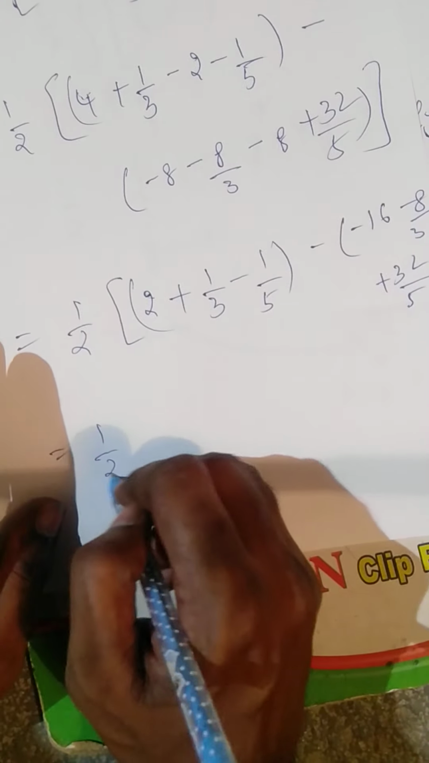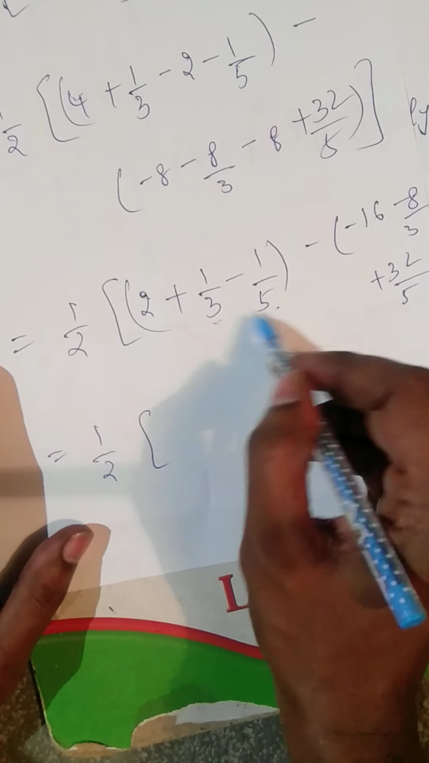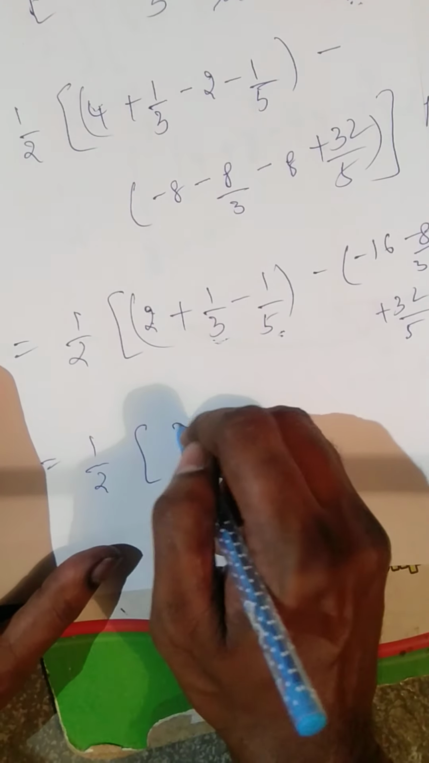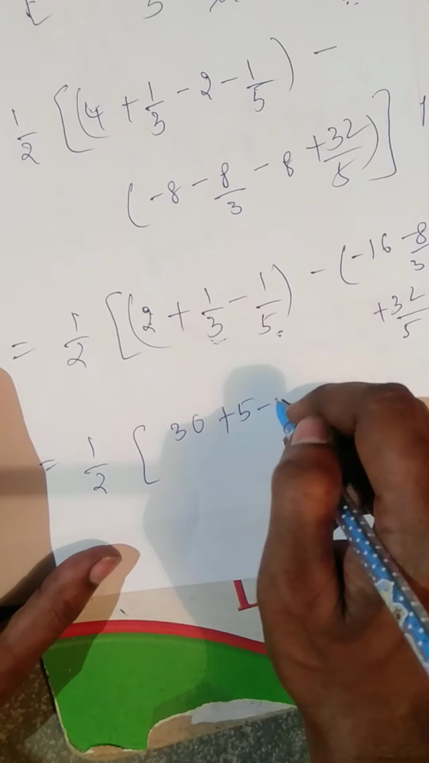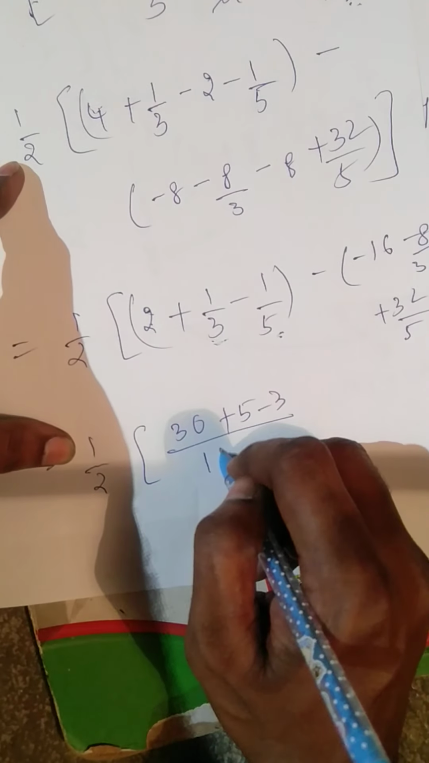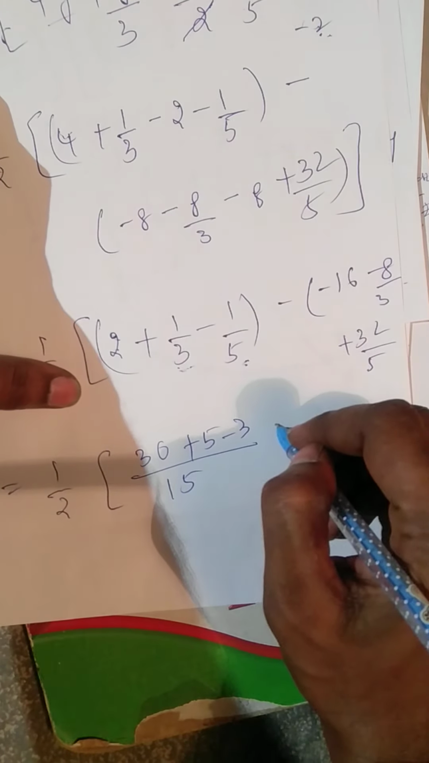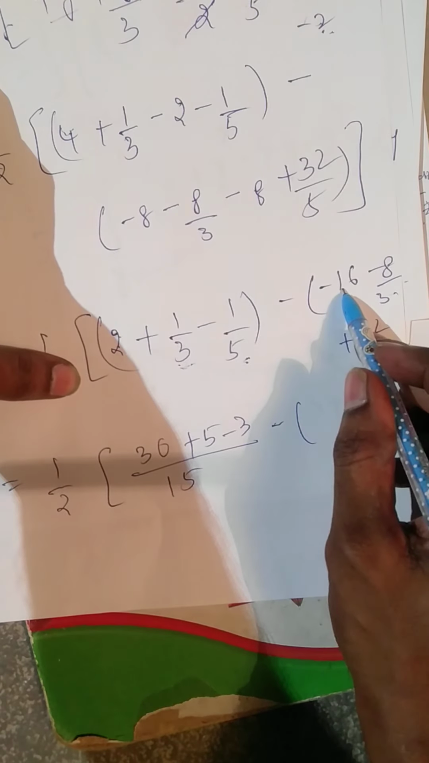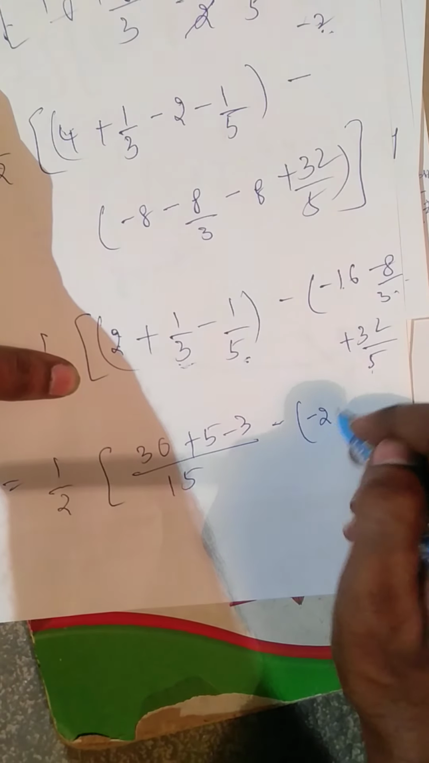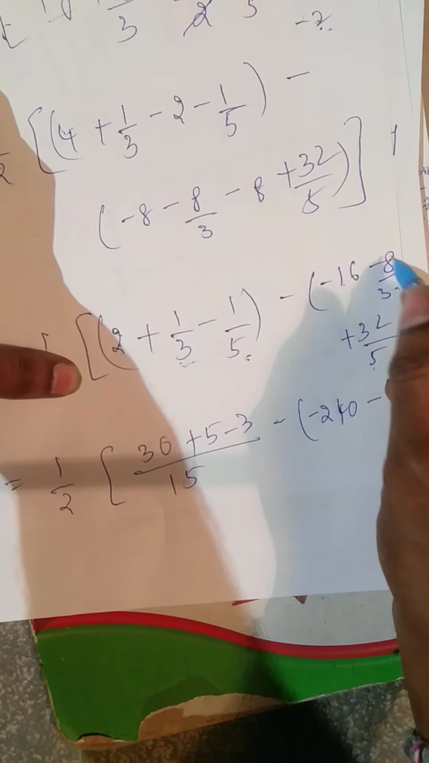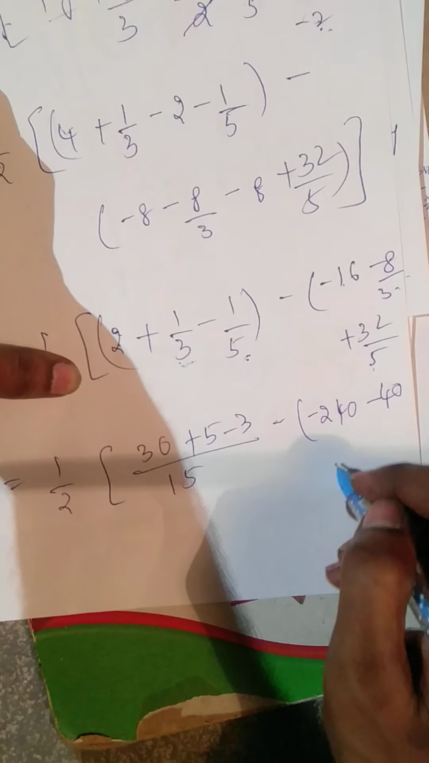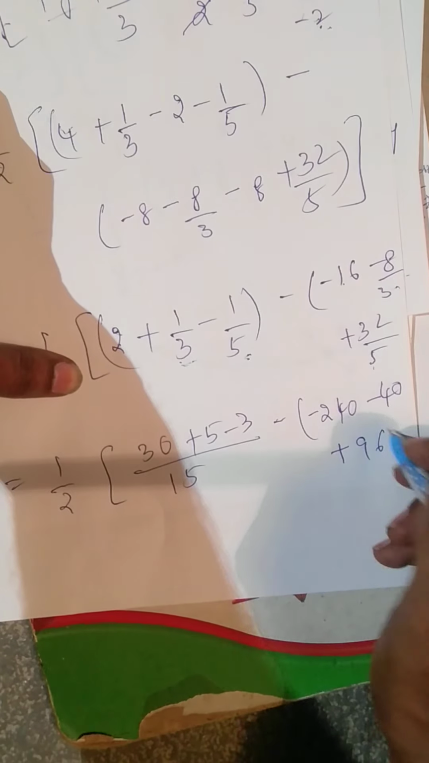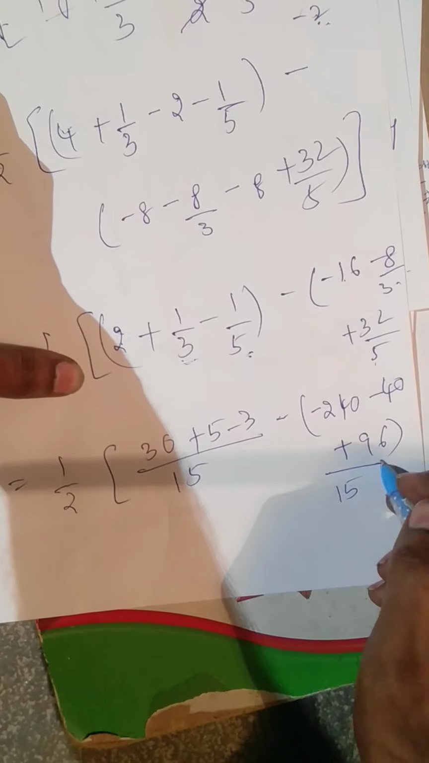Now this is 1 by 2 into, if we simplify this, LCM is 15, right? 15 twos are 30. 30 plus 5 minus 3 by 15. Okay. We can write LCM is 5 threes are 15, 15 sixteens are 240, minus 240, minus 5 eights are 40, minus 240 minus 40, plus 32 threes are 96 by 15. Okay, because LCM is same.